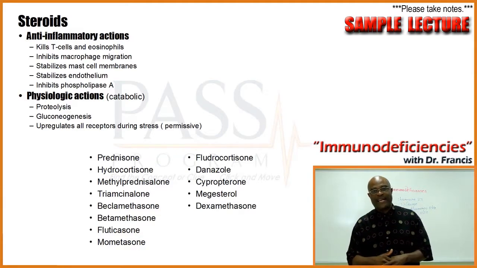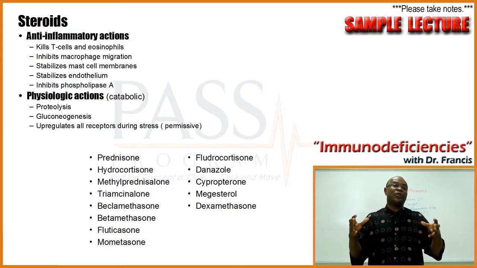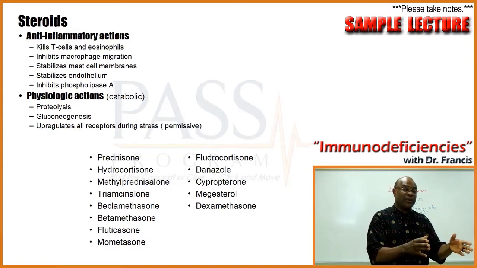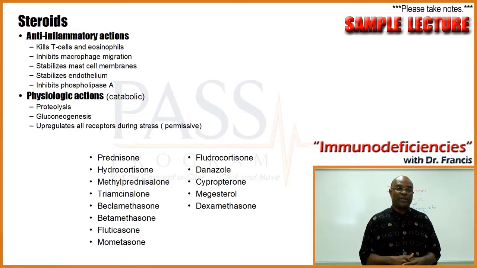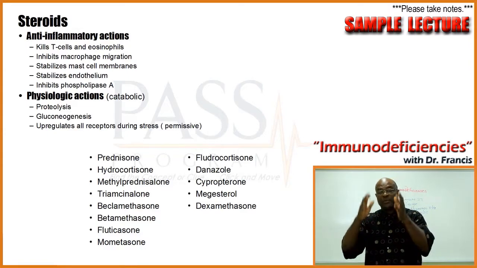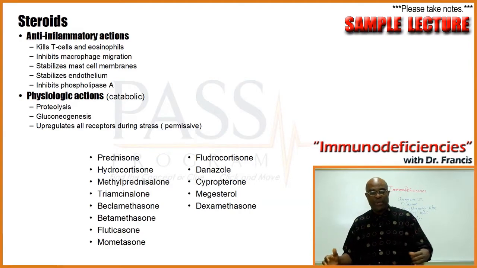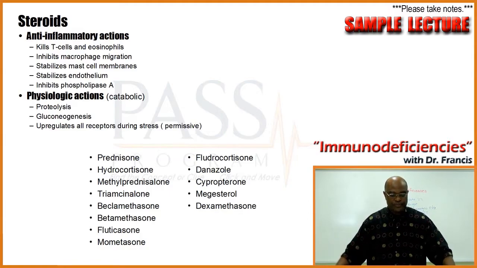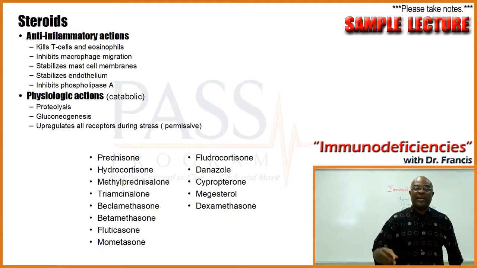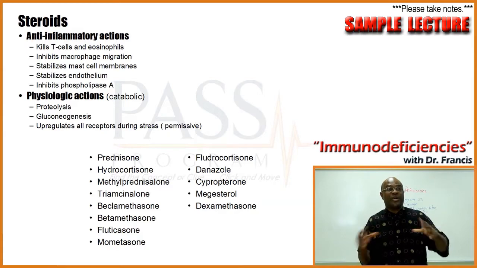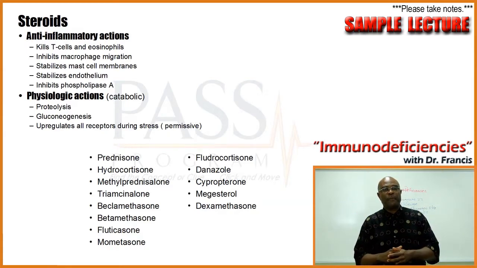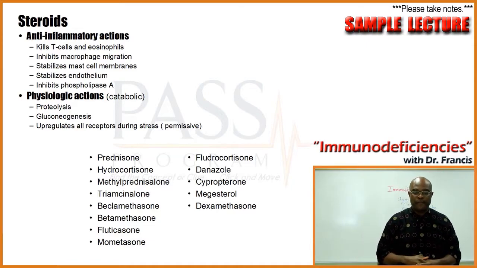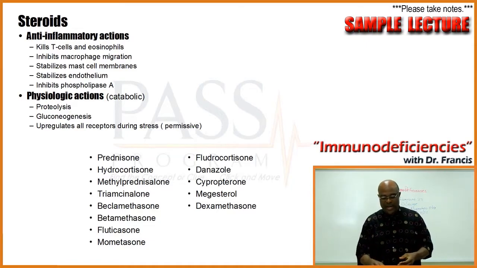The other physiologic action, if you remember, is that cortisol is permissive under stress. Remember, thyroid hormone, T3, is permissive under normal conditions, but cortisol is permissive under stress, meaning it upregulates all receptors everywhere in your body. So if you give somebody steroids, like in an asthmatic, suddenly more beta-2 receptors pop up. And in anybody else, suddenly everything functions much better. So steroids and their actions.